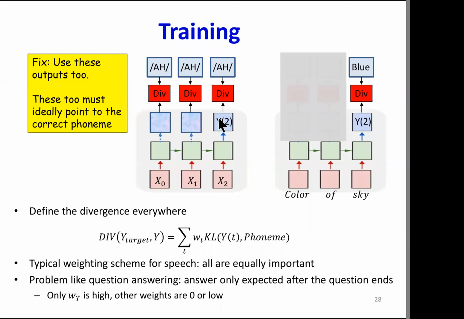Whereas if I had question answering, then I couldn't be answering blue when I see color or off. So in that case, you'd say that the weights for these two are 0 and the weight for the final output is 1. But this model over here generalizes to both cases and has the added benefit of actually exploiting the classification outputs at the intermediate times also. So is that making sense? Questions?